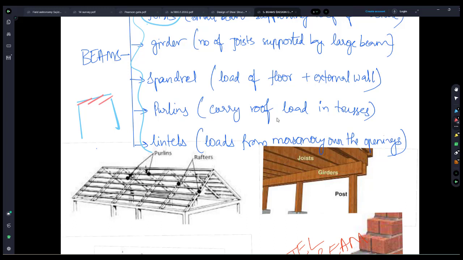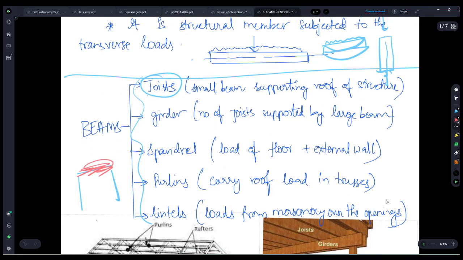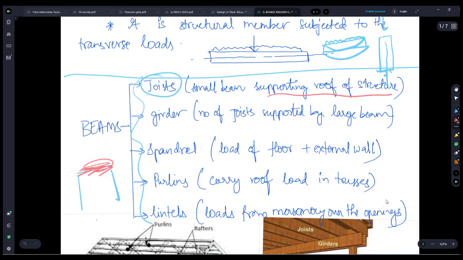Okay, very old houses. So those I am calling joists. It could be of wood, it could be of steel, it could be of anything. Even if you want RCC, you can cast it. So these beams, which are actually supporting your roof, I am calling joist. I hope it is very clear, right? So what is a joist? A small beam supporting the roof of the structure.